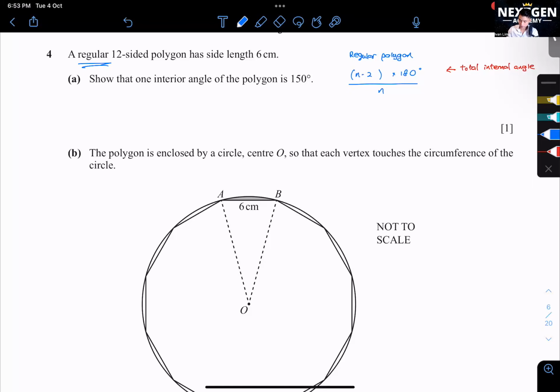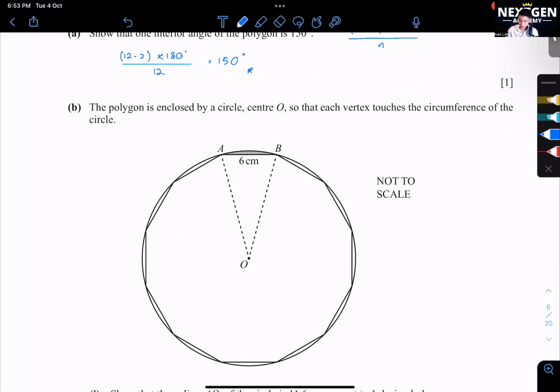So we can use this formula, n minus 2. Actually, the working there uses another formula, but normally I teach this one. 12 minus 2, times 180, over 12. Just type in the calculator. You get 150 degrees. This one is purely the formula only. You have to memorize this.